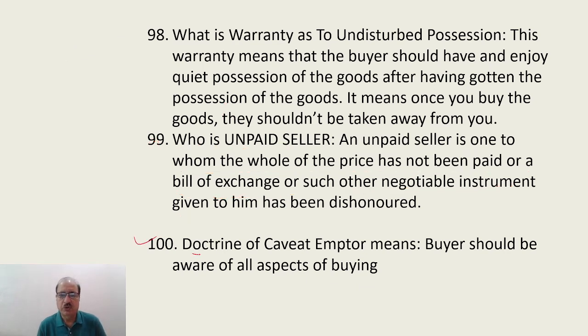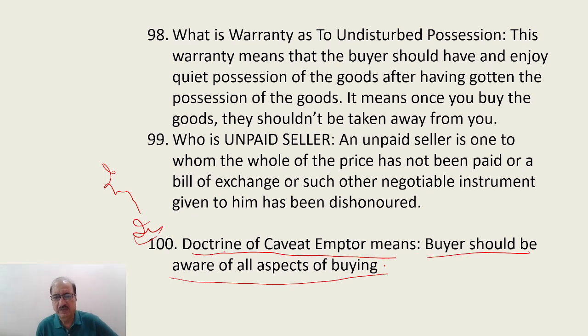100. What is doctrine of caveat emptor? This is very important. It means buyer should be aware of all aspects of buying. When a buyer is buying any good, he should be totally aware what he is buying, what could be the maximum price here, whether he's charging low or high. After that, no condition will be there. Once he has bought, he is liable for that. He has to make the payment and everything is okay.